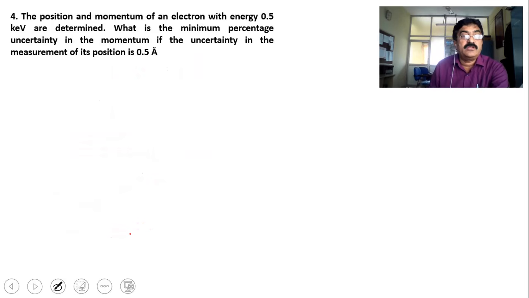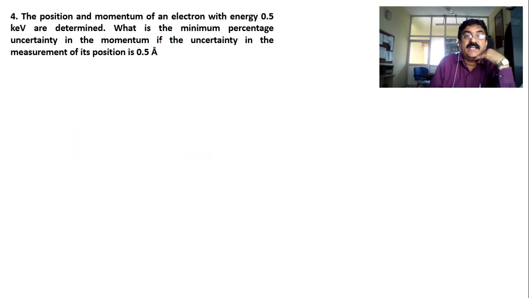Okay, with this move on to the next question. Again it is electron now. Please, whenever a problem is given, first find out what type of particle it is. Okay? So the position and momentum of an electron with energy 0.5 keV, k means kilo electron volt, are determined.